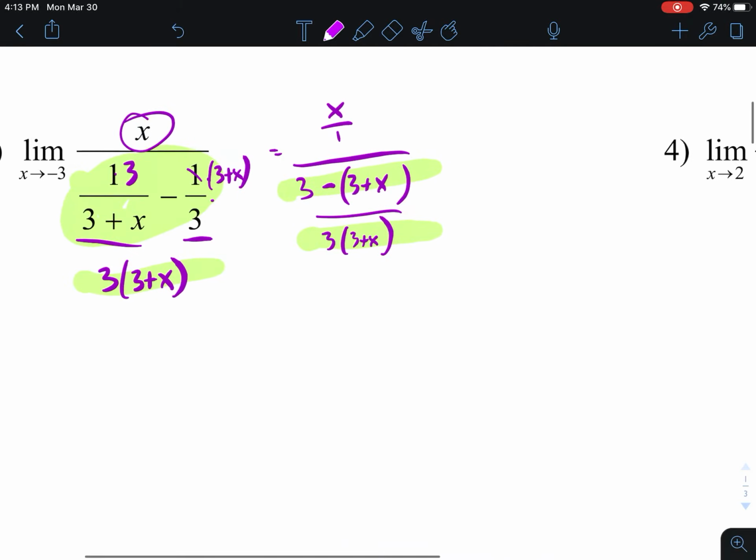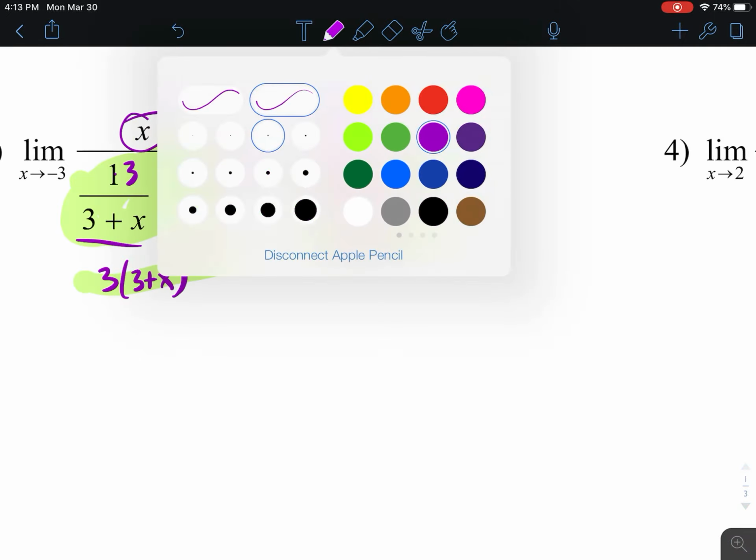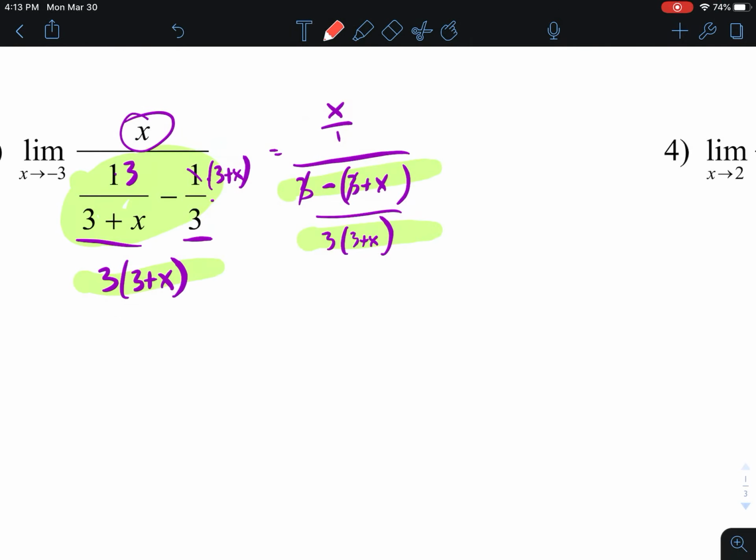So now I just simplified. Check it out. 3 minus 3 cancels. What I have left is x over 1, all over, if the 3's cancel, you got negative x over, I'm going to distribute this 3 to everything, so this becomes 9 plus 3x.